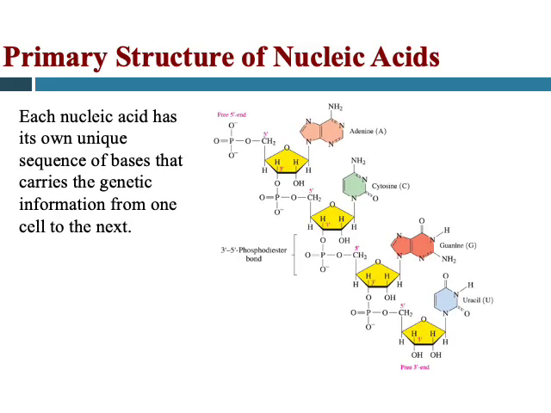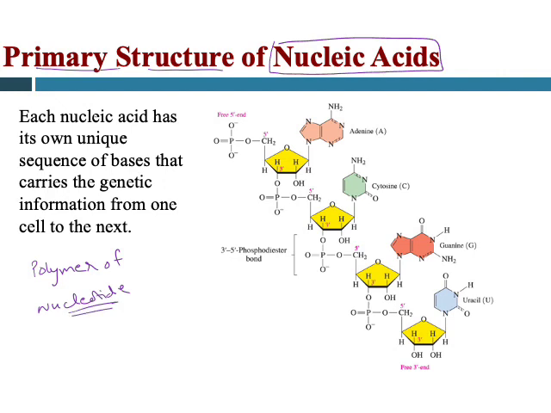Now let's talk about the primary structure of the nucleic acid. Like we have the primary structure of proteins where amino acids are joined together through peptide bonds. Similarly, in the primary structure of the nucleic acid, we have a polymer of nucleotides, where many nucleotides come together and bind through a bond to make a polynucleotide.